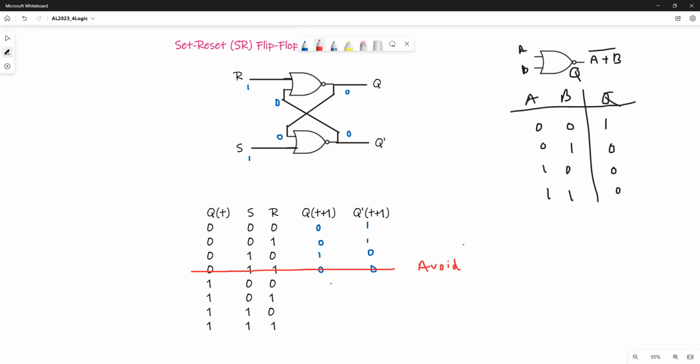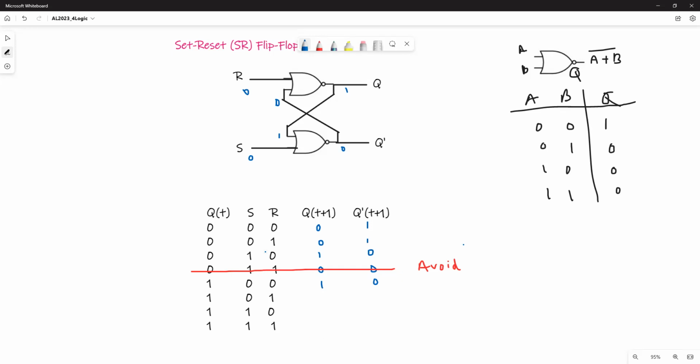We have 1, 0, 0. So we are going to update again. Q is 1. So this is 1. S and R is also 0. So we have 1 here. This is 0. This is 0. Now when you have 0 and 0, we know this is 1. It's matched. When you have 1, 0, this is 0. It's matched. No changes. So Q will be 1. Q dash will be 0.